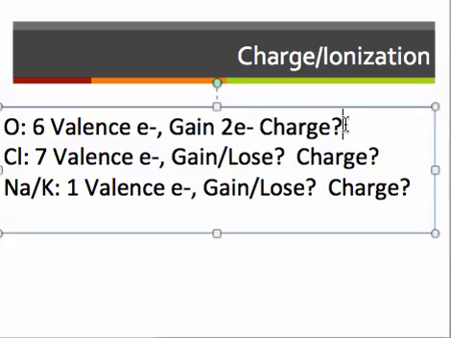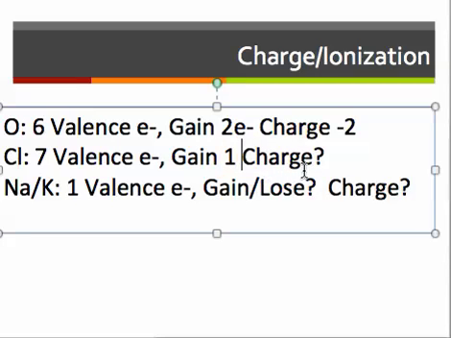That is absolutely going to change the charge of our atom. Remember, atoms are overall neutral. But now if oxygen gains 2 electrons, that oxygen is now going to have a -2 charge. Now let's consider chlorine. Chlorine had 7 valence electrons. We are going to be more likely to gain just 1 electron to reach the noble gas configuration. So therefore the charge of the chlorine atom is going to be a -1.